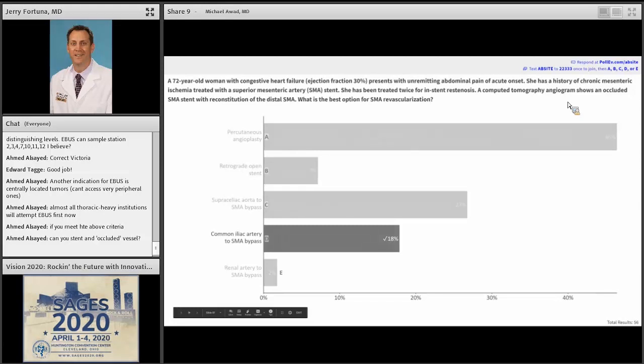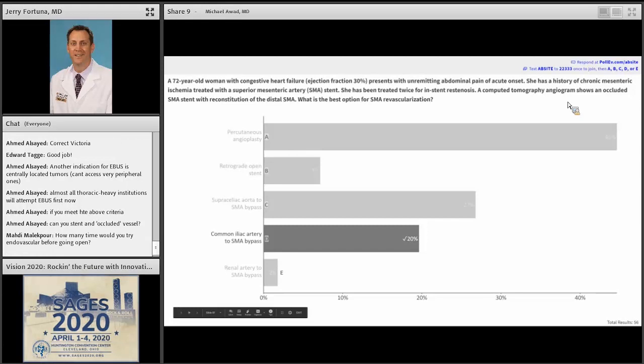That's really tough for patients to tolerate who are this old and this sick. It also gives you some additional information: endovascular attempts have already failed multiple times, so you probably wouldn't expect a different outcome from continuing down this road. So she needs a bypass of some sort. That narrows it down to your bottom two answers, of which the common iliac artery is a better inflow to provide to your intestines than a renal artery bypass. So that's where we get to D. Does that make sense to everybody?